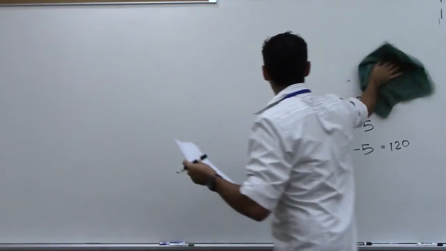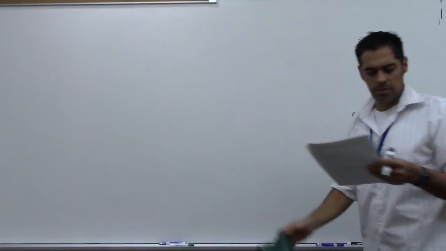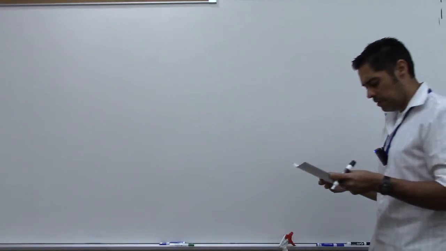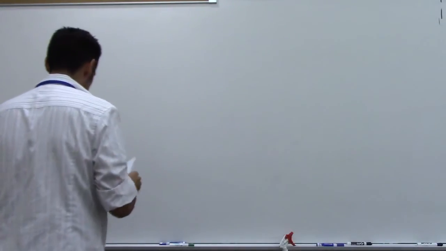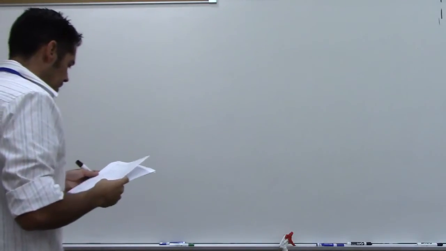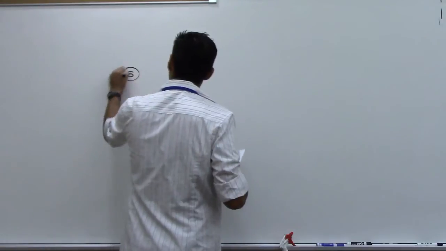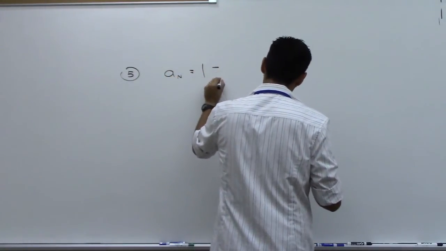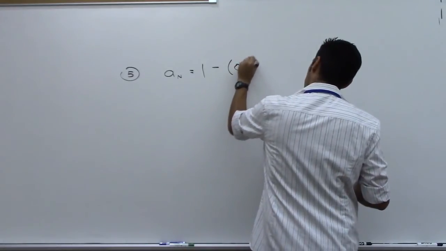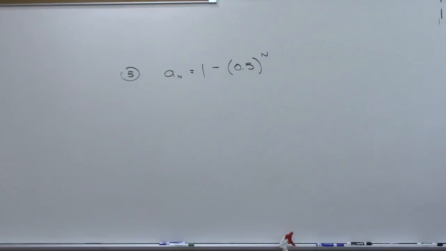I don't think these recursive formulas are really worth me going through because I'm going to do those in my lecture videos in class. So I want to see if you get those. Number 5, I'll just point out real quick, they defined your sequence to be 1 minus 0.5 to the n, and they want to know, does it converge or diverge?